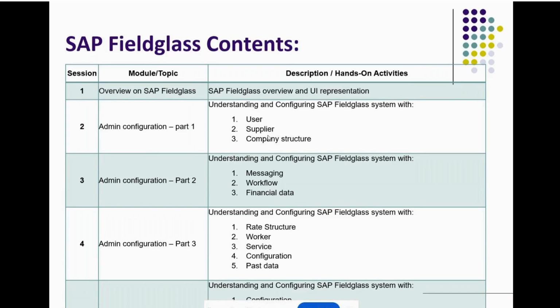Under suppliers, we have the supplier invitation part. We have the vendor management part. We have vendor master data. Under company structure, we go with legal entity, business unit, site, location, cost centers, these things. So these are just the high level. So this admin configuration is a standard naming? Yes, these are the standard namings.